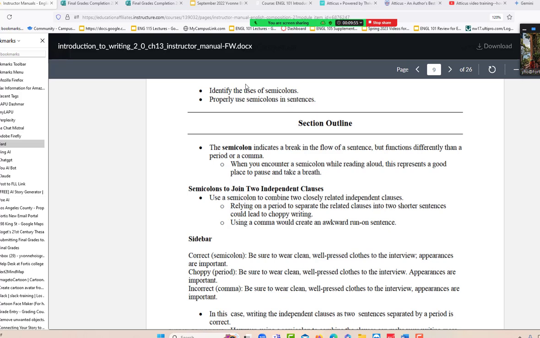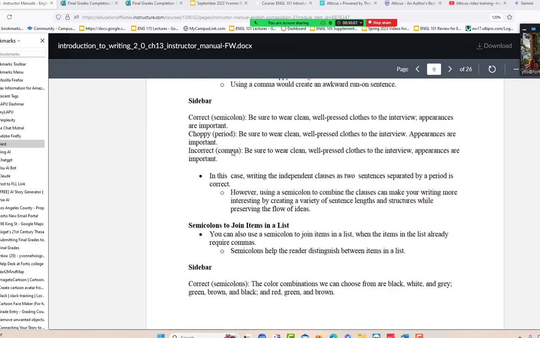Correct. Be sure to wear clean, well-pressed clothes to the interview. Semicolon. Appearances are important. In this case, writing the independent clause as two sentences separated by a period is correct. However, using a semicolon to combine clauses can make your writing more interesting by creating a variety of sentence lengths and structures while preserving the flow of ideas.